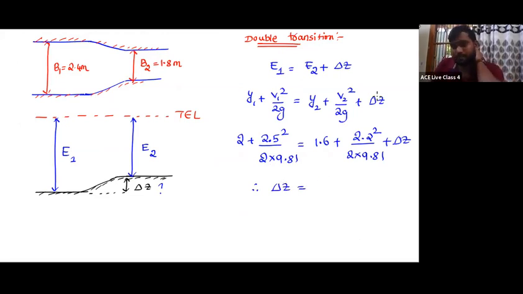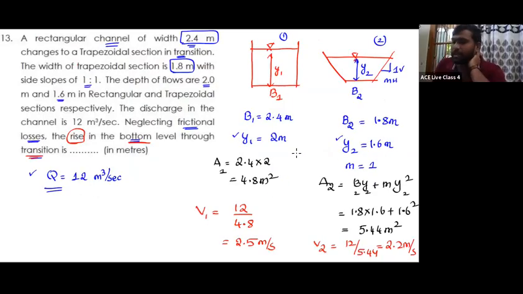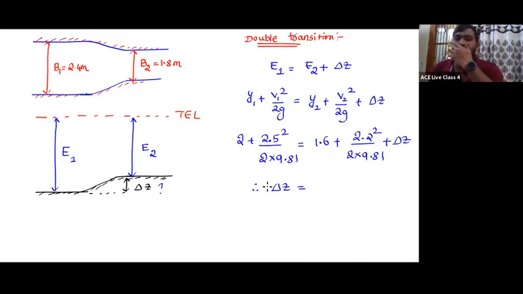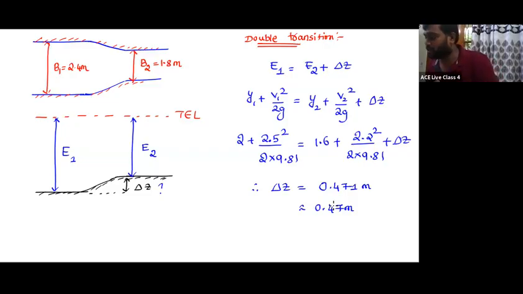That's it. These are the steps, sir. See, I'm taking more time to make sure you understand the question. You need to understand the question, and once you understand the question, then you can find out delta Z. Can you please tell me what is the delta Z value? It's going to be 0.471. And if I ask you to round it to 2 decimals, 0.47 meters. So you are going to raise the channel bed by 0.47 meters.